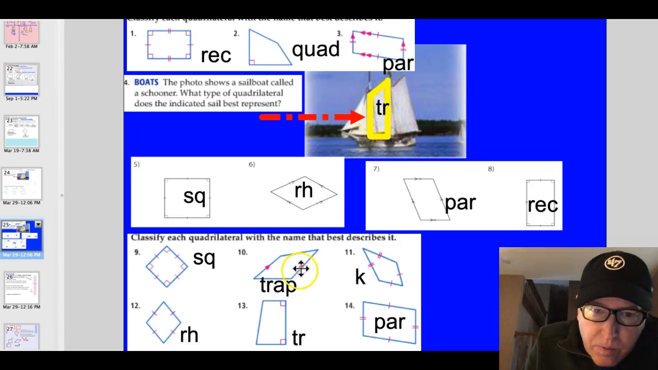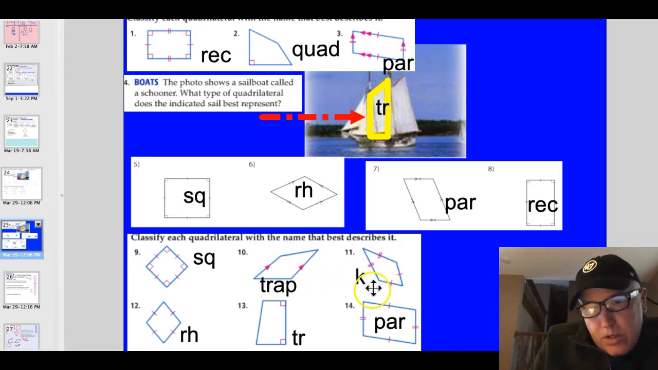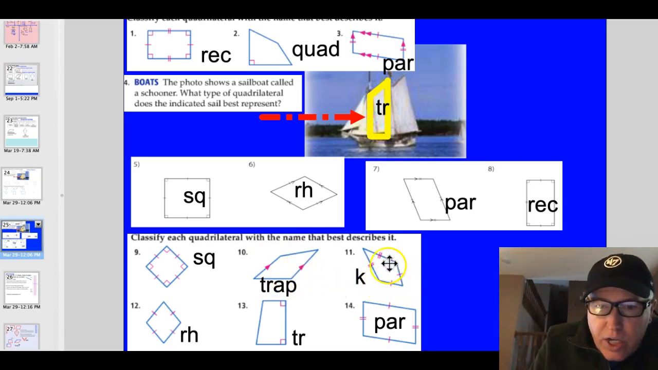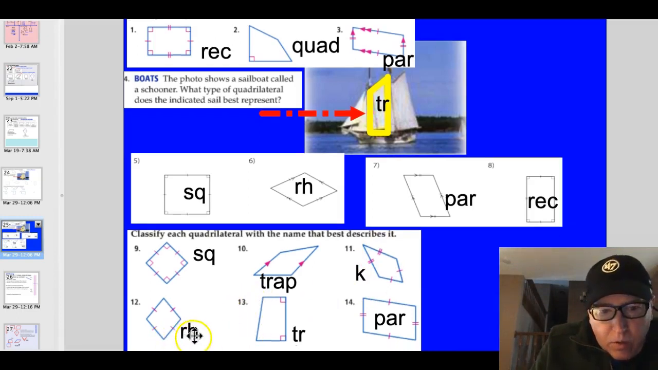Okay, so let's see. This here is a kite. You can see the adjacent sides here are the same. We have a rhombus, another trapezoid, and a parallelogram.